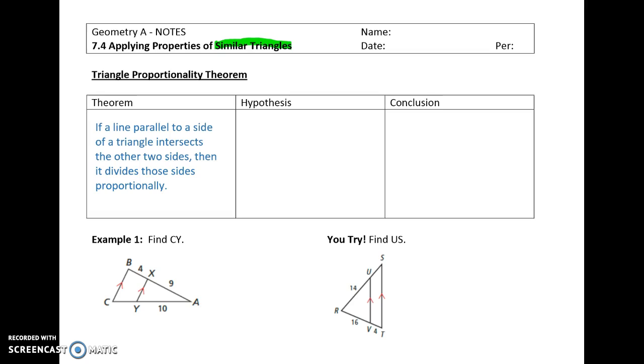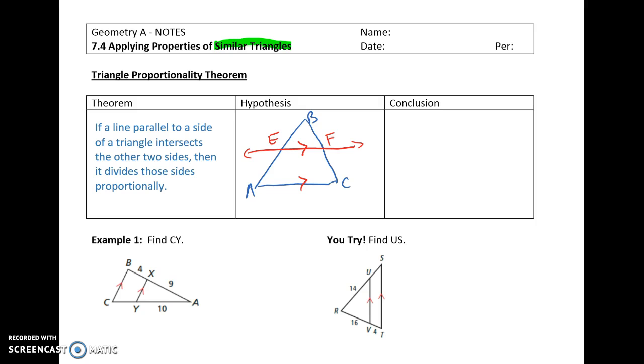This theorem says if a line parallel to a side of a triangle intersects the other two sides, then it divides those sides proportionally. So this can be a line that cuts through the triangle, right? Like example one below. Let's take a look at what this looks like in a diagram and see what we can conclude with our given information.